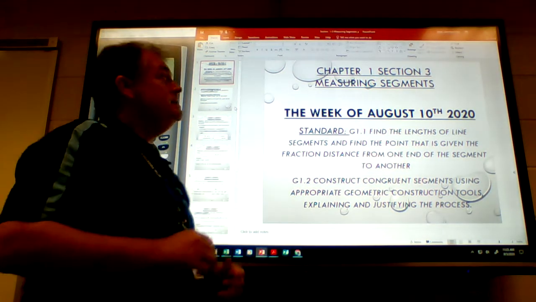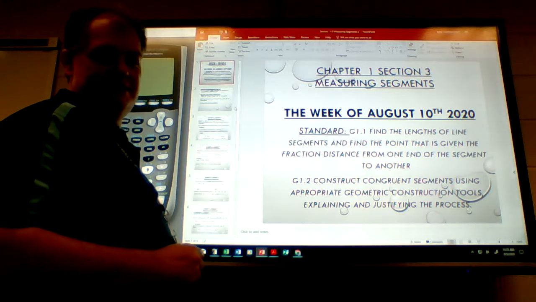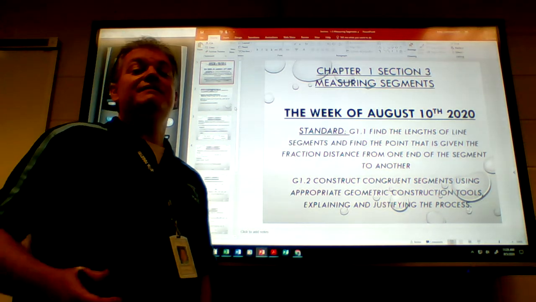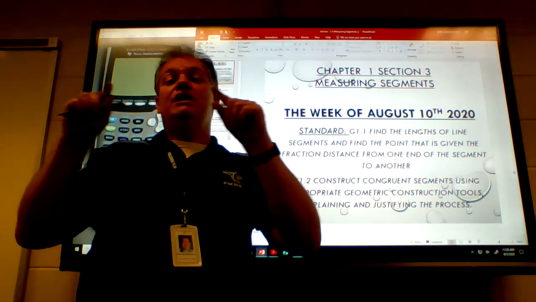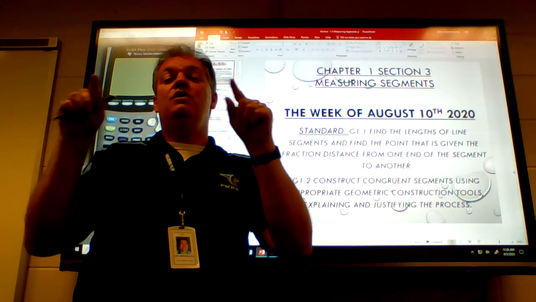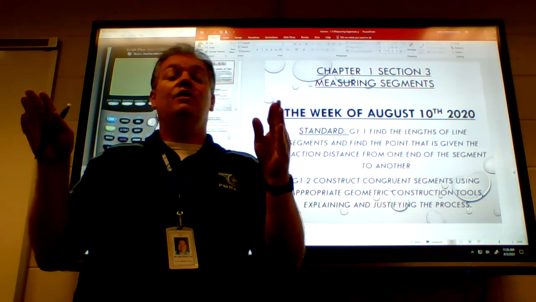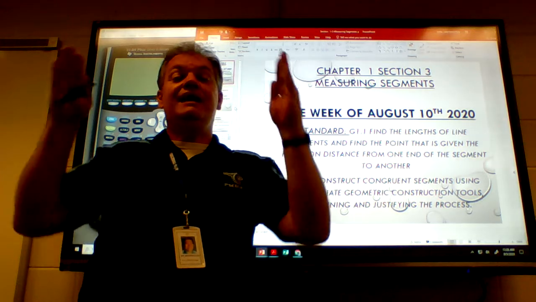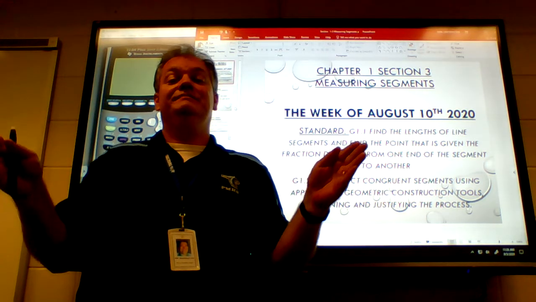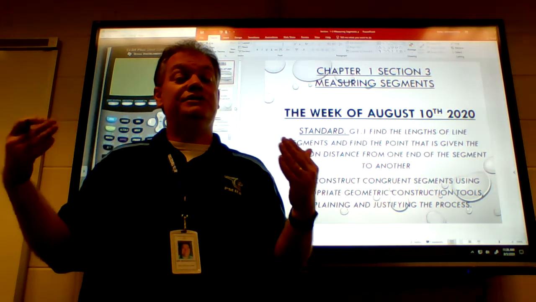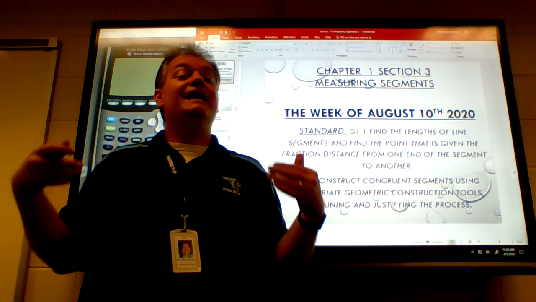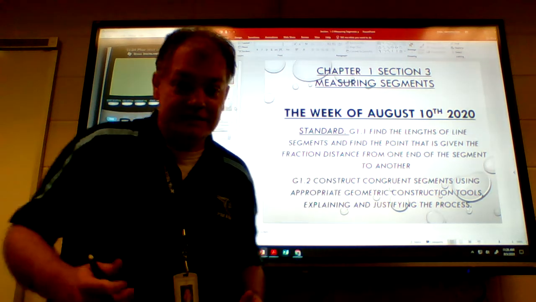Section 1-3 is on measuring segments. Now we talked last time about a segment being two endpoints with all the points in between. Or basically, if you take a line and cut it off at two spots, everything in between that. Now, just like with the line, a segment has infinite points.